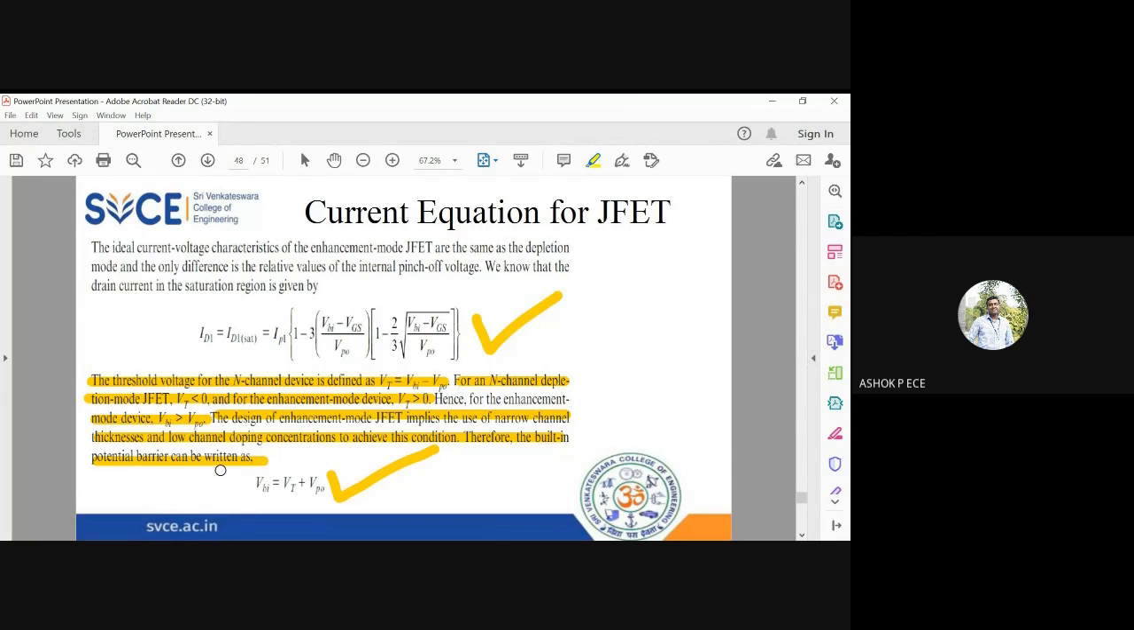So all these are theoretical support, and these will be considered during the fabrication process of your devices. When you are going to fabricate ICs of JFET or MOSFET, all these considerations will be put into effect.